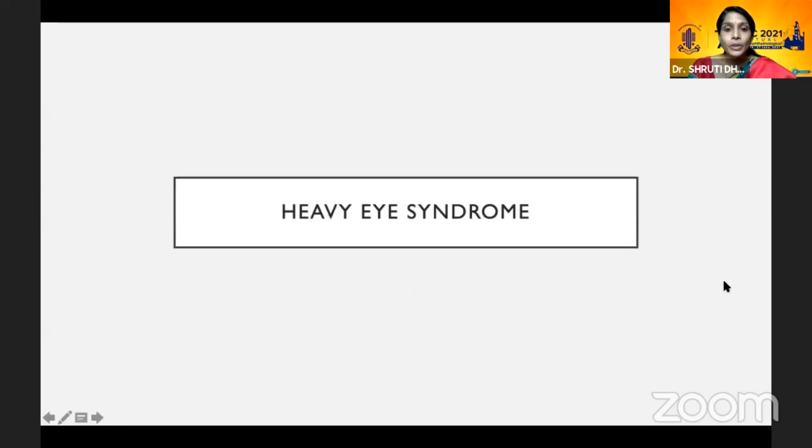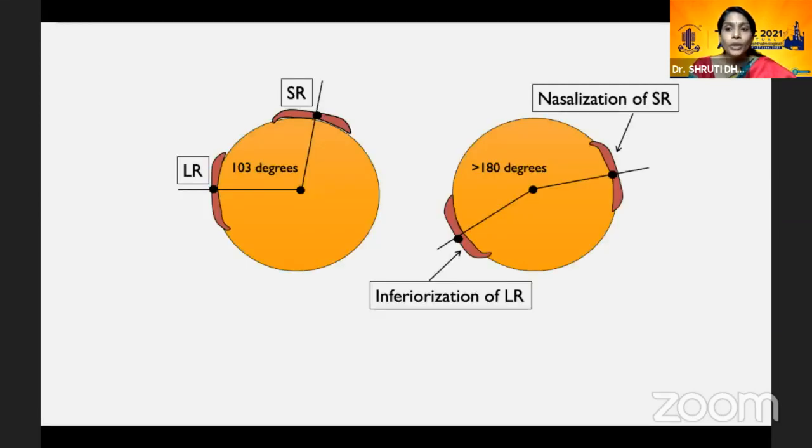Okay, so I'm going to be ending with heavy eye syndrome. We know that in high myopia, there is an increased axial length and less space for the globe to grow, and hence it goes into the supratemporal orbit, thereby causing a nasalization of the superior rectus and inferiorization of the lateral rectus. The angle between the two usually gets more than 180 degrees.